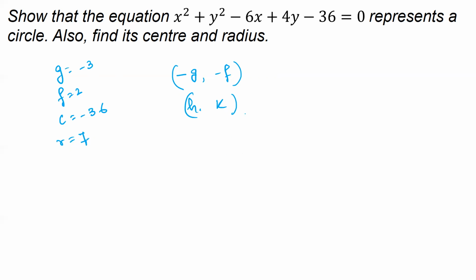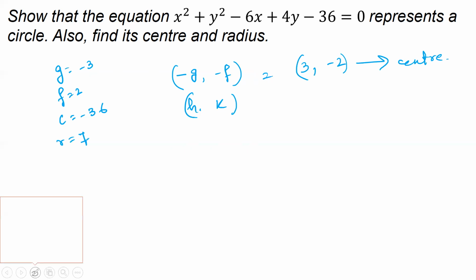So what is -g then? -g is actually 3, because minus of -3 is 3, and -f is -2. So this is the center of the circle. Let me quickly tell you a shortcut to find out the values of g, f, and quickly find out the center of any circle. So remember this is our answer, 3 comma -2.